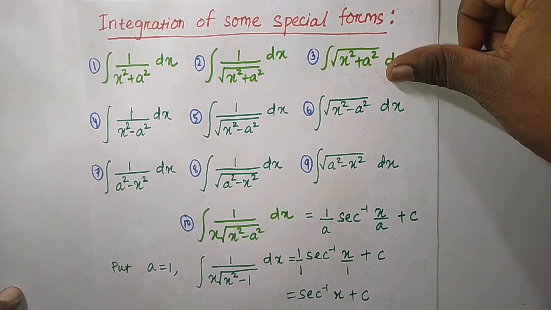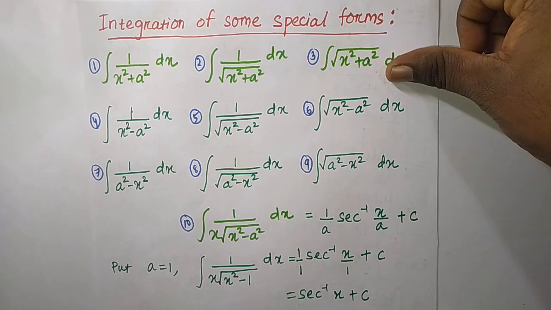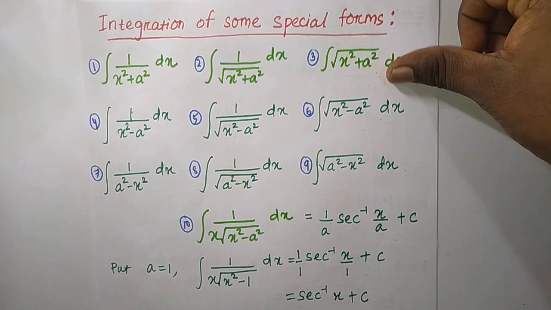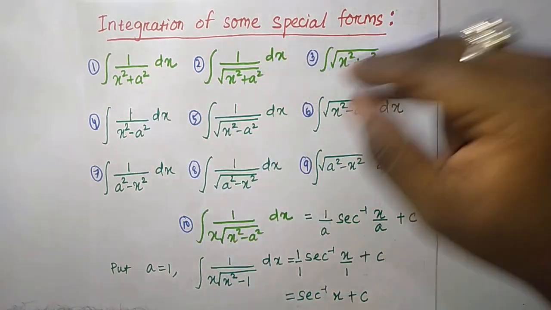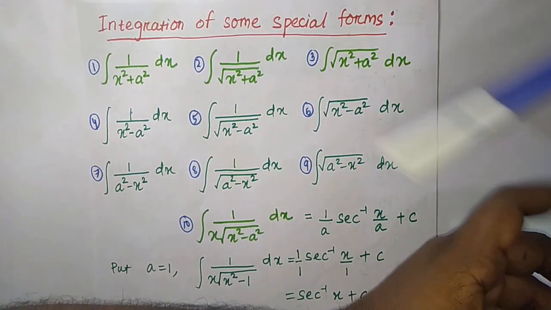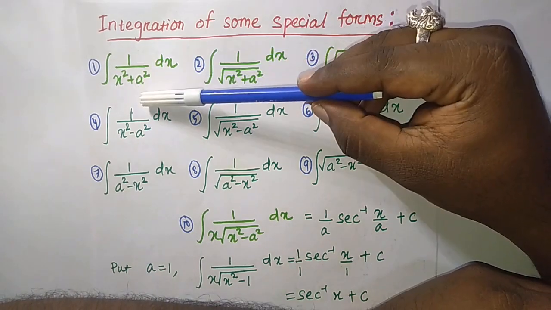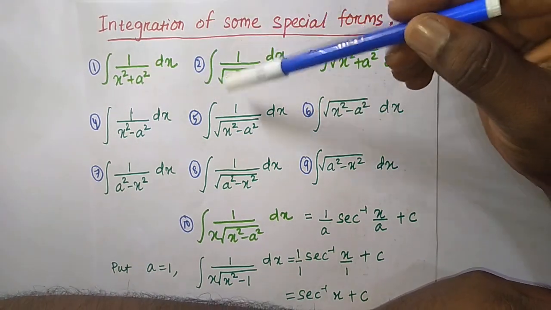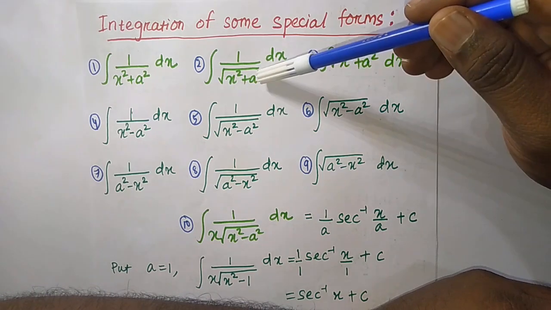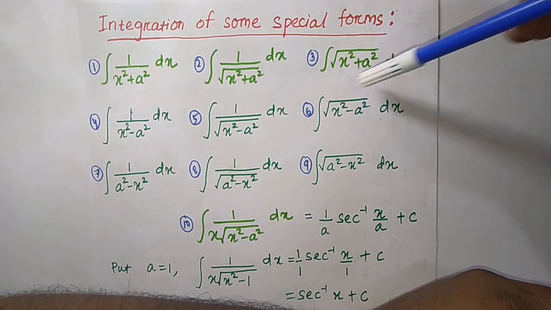Hello everyone. Today we will learn integration of some special forms. Here I have given 10 special forms. First one is integration of 1 by x square plus a square. Second one is integration of 1 by root over of x square plus a square. And third one is root over of x square plus a square.